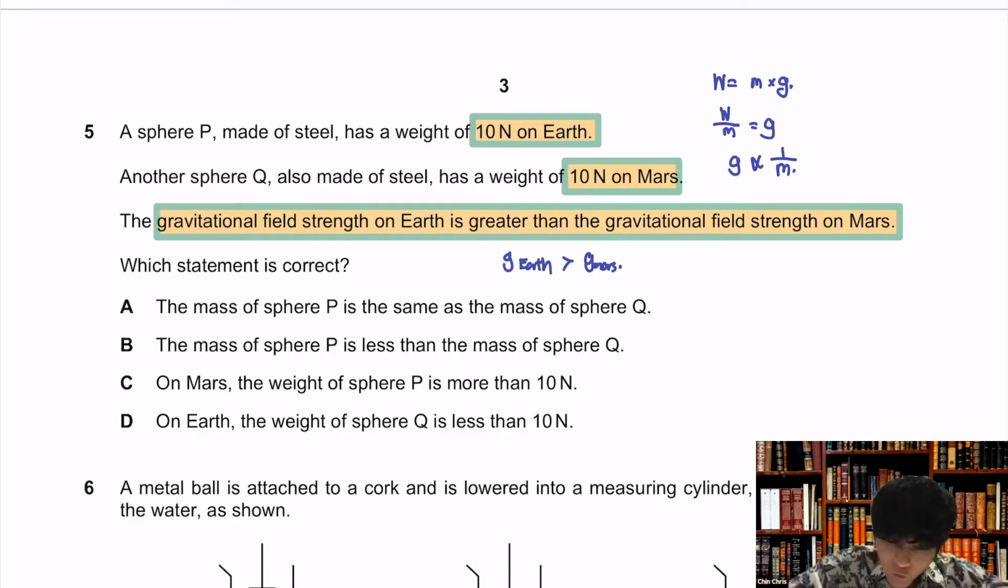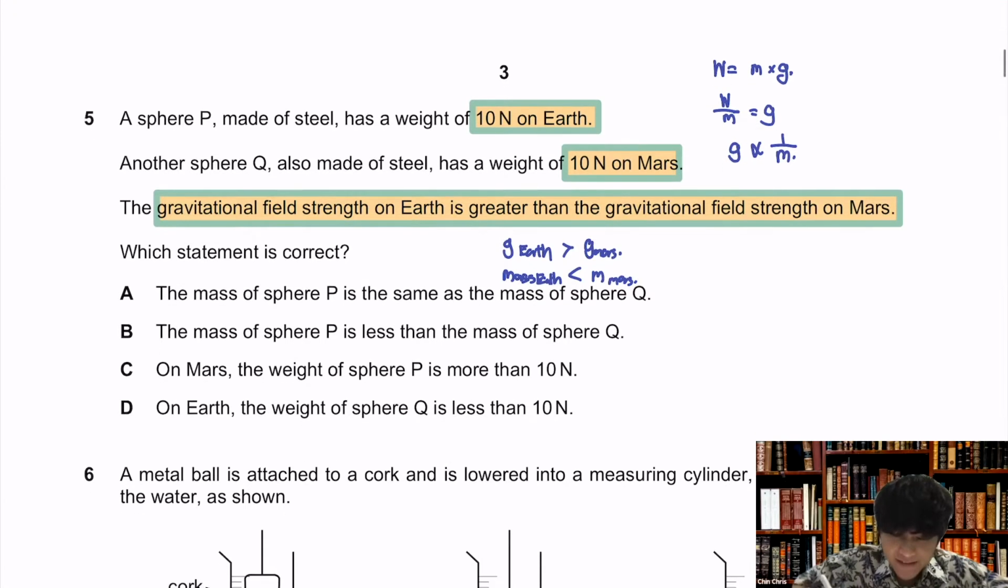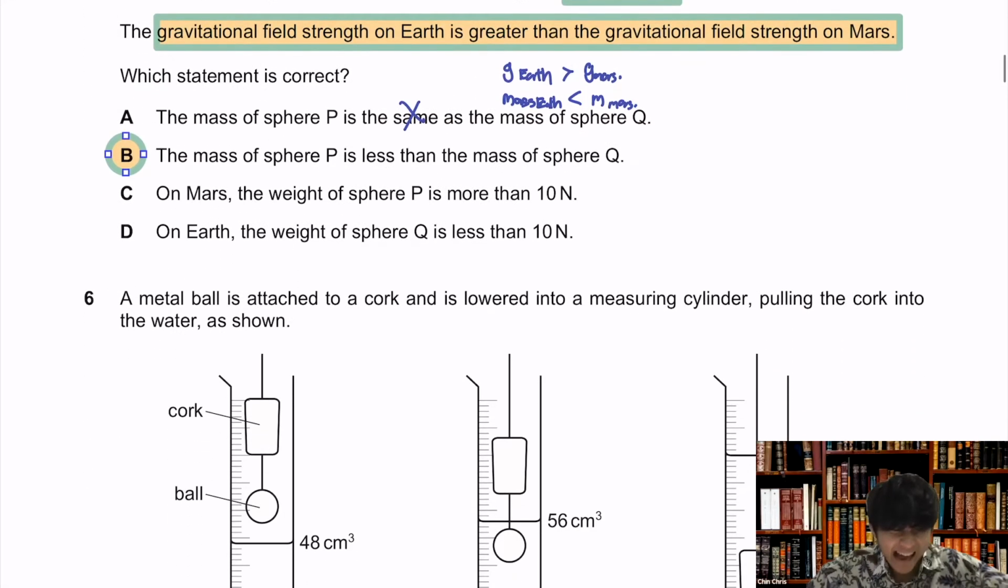Since gravity on Earth is greater than gravity on Mars, the mass on Earth must be smaller than the mass on Mars, due to the relation here, because the weight is the same. Do you see that 10 and 10 are the same? So g is inversely proportional to mass. The mass on P is lesser than Q. That makes perfect sense. So the answer is B. C and D, I don't even care.